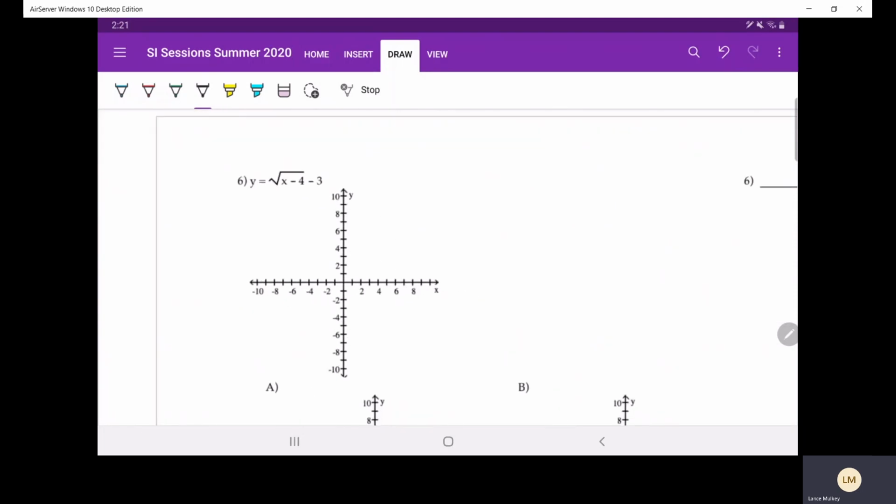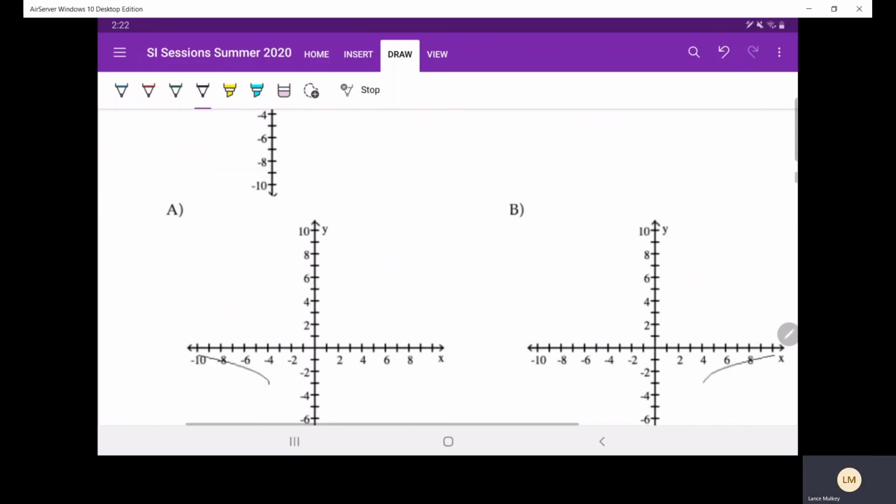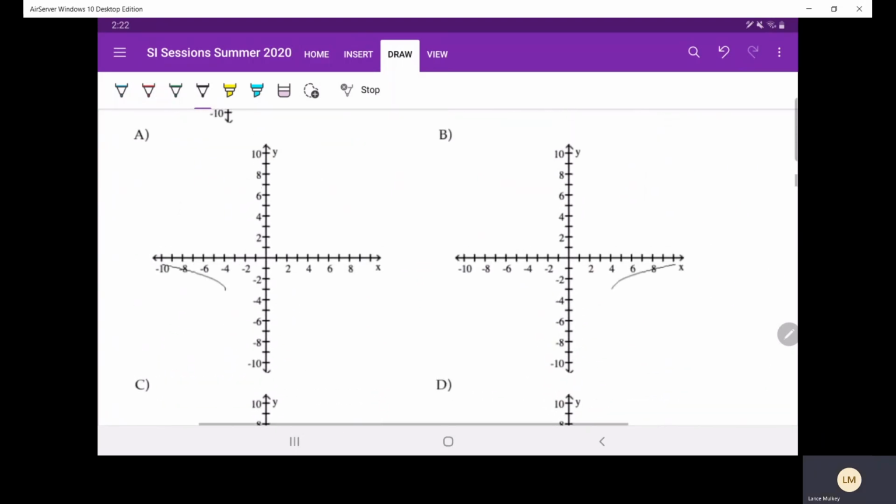Graph the function. All right, so a square root, see how this is minus? It's shifted to the right 4. So it's going to start over here. And it's shifted down 3. 1, 2, 3. And we all know what a square root function looks like. Something like that. See? B.